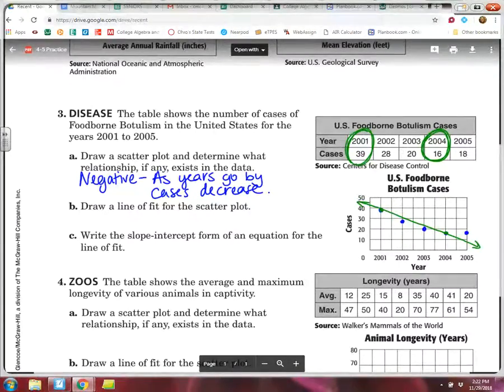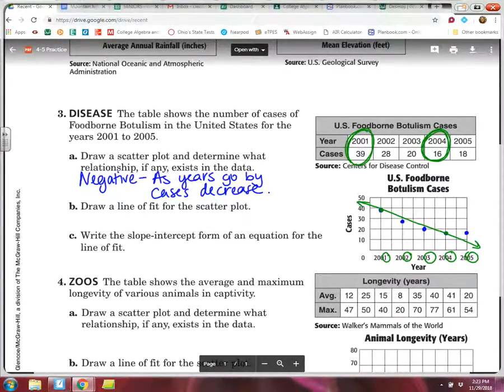This graph on the x-axis starts at 0, correct? So this is actually not 2001. What do you think the x value should be here? If this is 0, what is this going to be? 1. What's this one going to be? 2, 3, 4, and 5. That's what you are going to use when you plug it into Desmos. Are we clear? We only do that with years, okay?